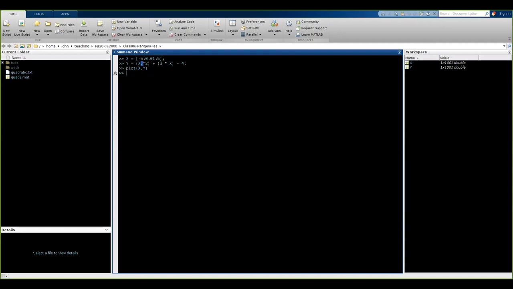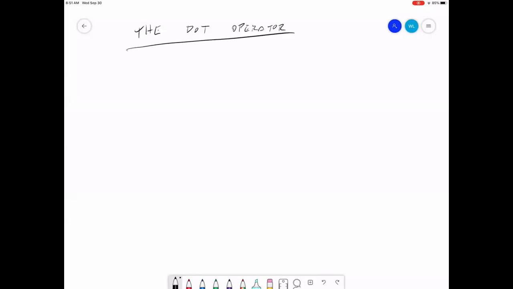But everything MATLAB does, it kind of looks back to its roots as a matrix solving program. So if you want it to do certain things without doing matrix algebra, you have to explicitly tell it to do so. So that's what the dot operator is for. So let's do a little example here.